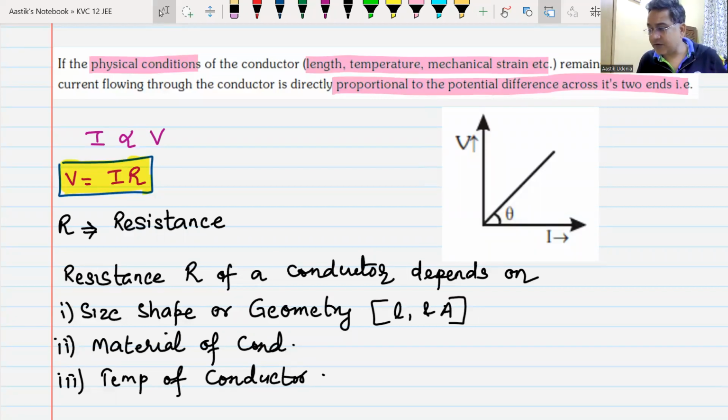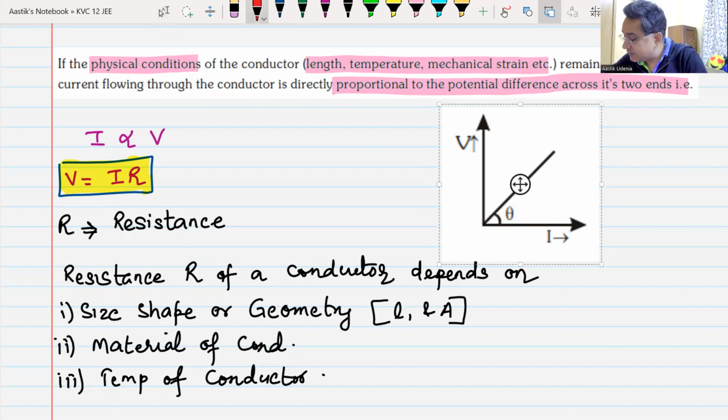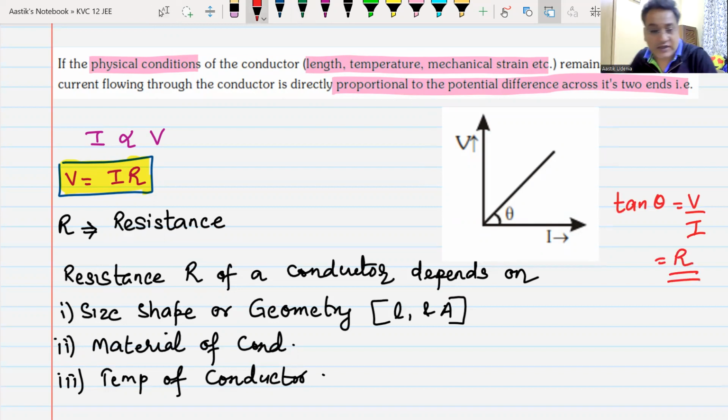If you draw I on the x-axis and V on the y-axis, the slope of this graph, tan theta, will be equal to V by I, and that will be equal to the resistance R. Do we understand this, or has this gone above our head? I'll give you 2 minutes to note this down.